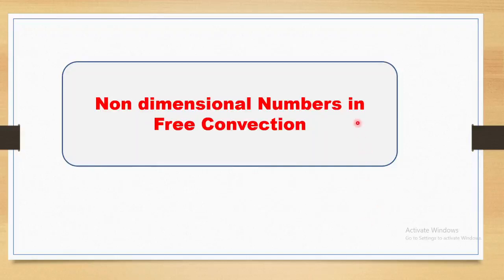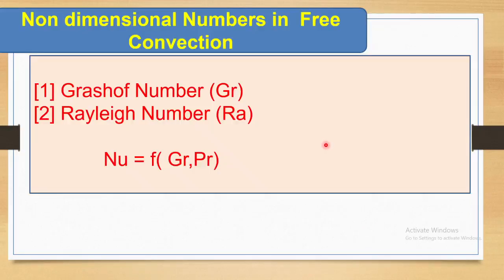Now, non-dimensional numbers in case of free convection. So there are basically two types of non-dimensional numbers which play a very important role and can govern the free convection heat transfer process. Number one is Grashof number Gr and Rayleigh number Ra. And in case of free convection, Nusselt number is a function of these two non-dimensional numbers, Grashof number and Prandtl number. Prandtl number we have already discussed.